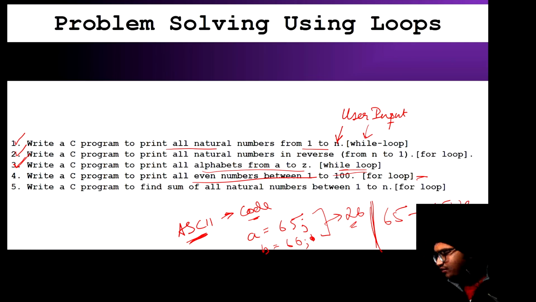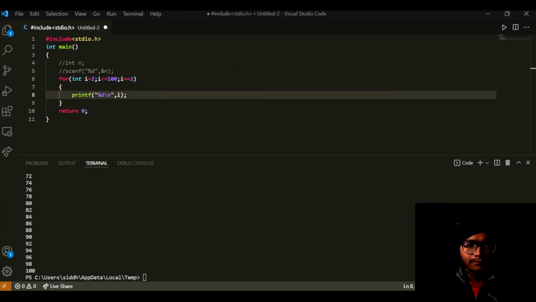It says: write a C program to find the sum of all natural numbers between 1 to n using for loop. So what we are doing over here is finding the sum of all natural numbers between 1 to n. N is user input. So 4 is also done and 5 we are going to solve it now. So let's go to VS Code.